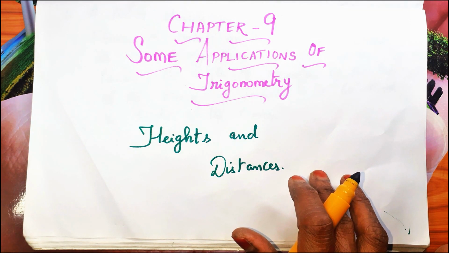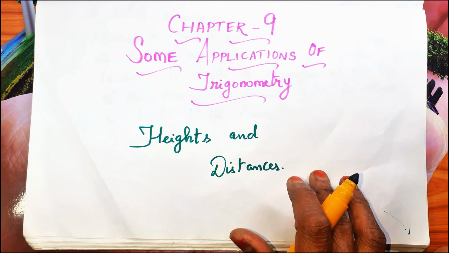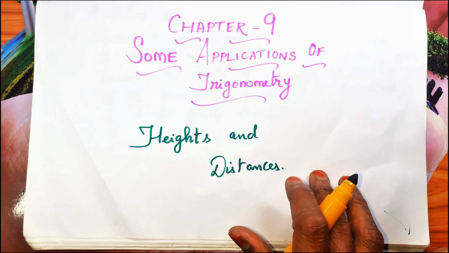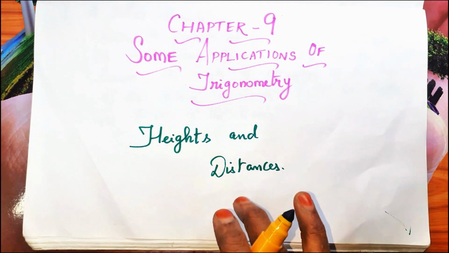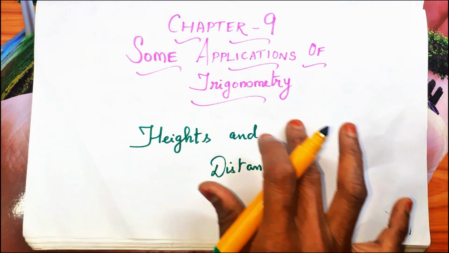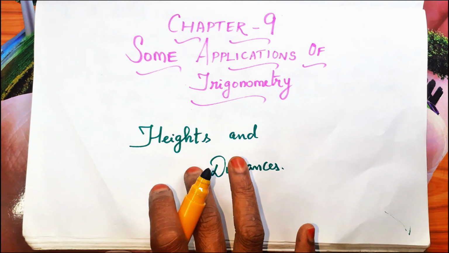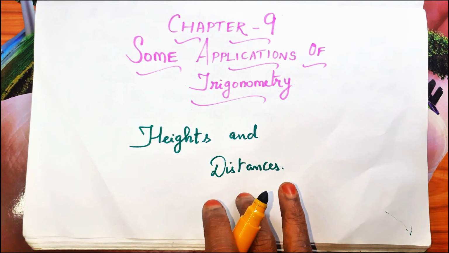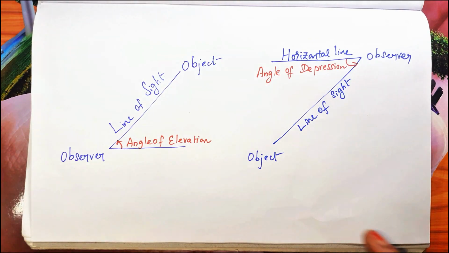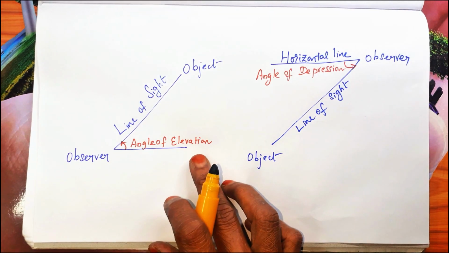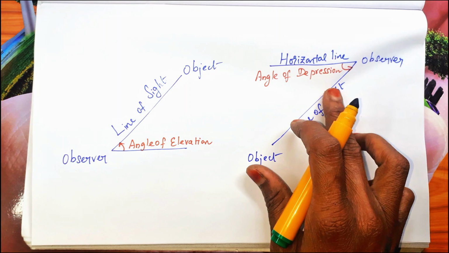And come to this chapter. In this chapter, based on the trigonometric ratios, we are going to see some applications of trigonometry. The major part we are going to see is heights and distances. We are going to do some problems for finding heights and distances. Before that, you should know what the angle of elevation and angle of depression are.